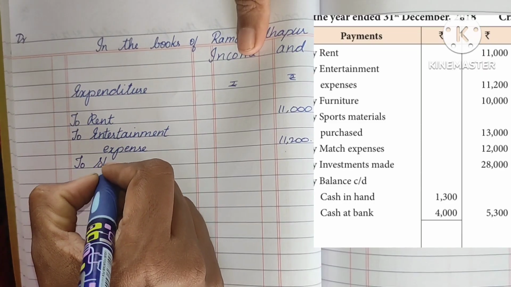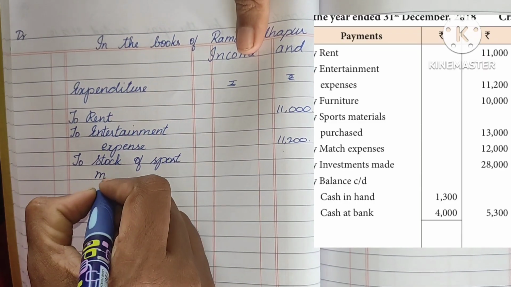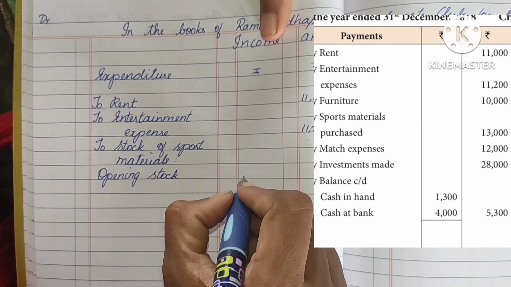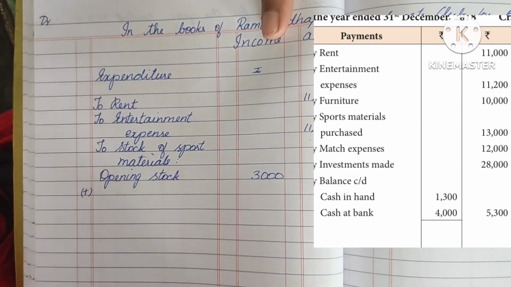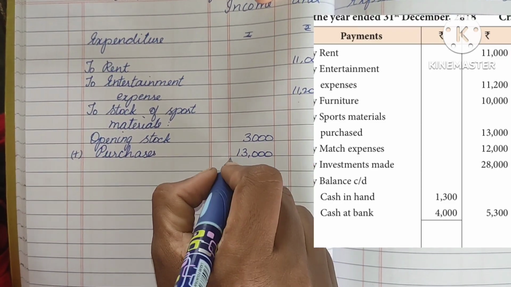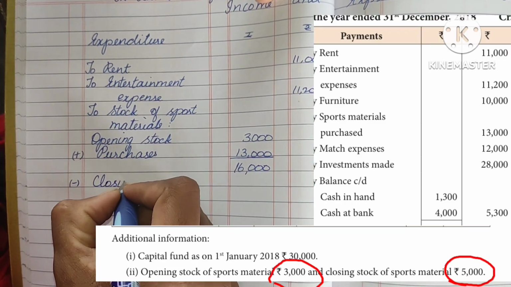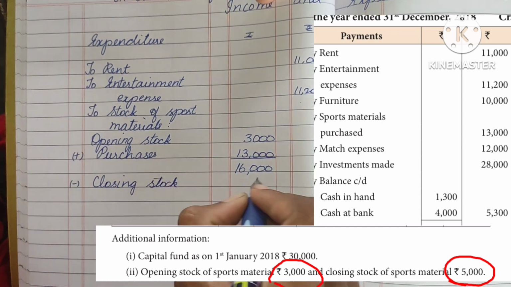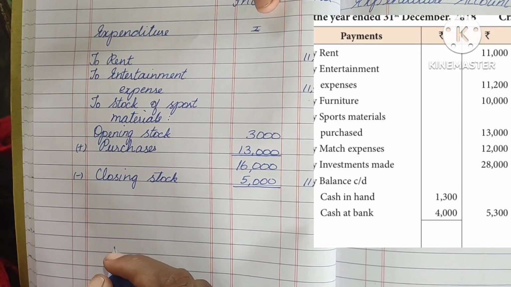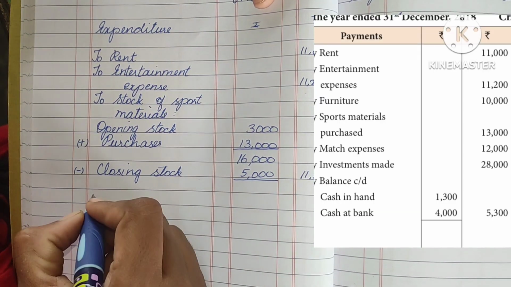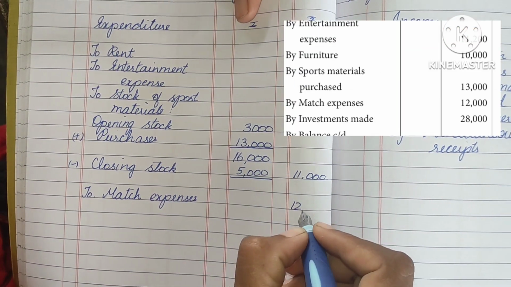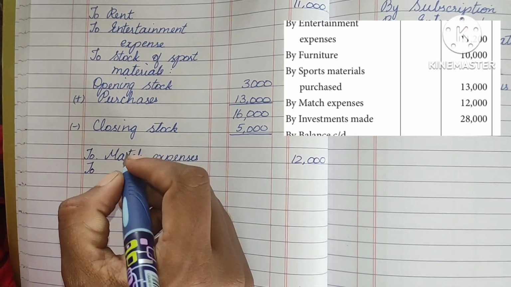When we record sports material, or the stock of sports material, a very simple format is followed: opening stock of the material, plus you will add the purchase of the material, minus the closing stock of the particular sports material, or the stationery or whatever it may be, the stock of that particular material. This is a simple format which is followed, through which we have also done it, and we've got the net amount which is written on the outer column.